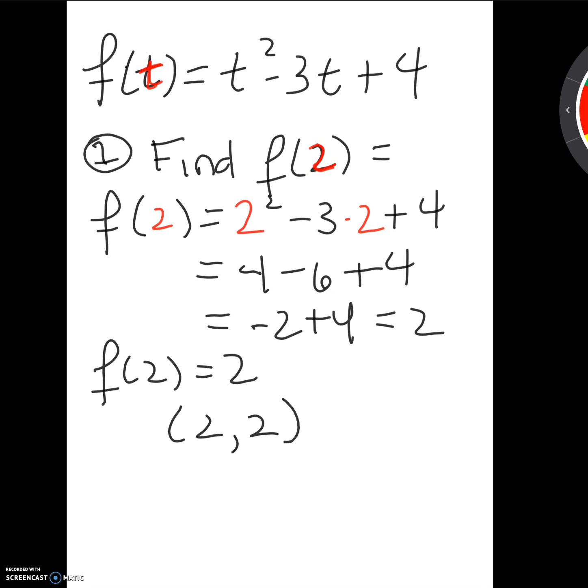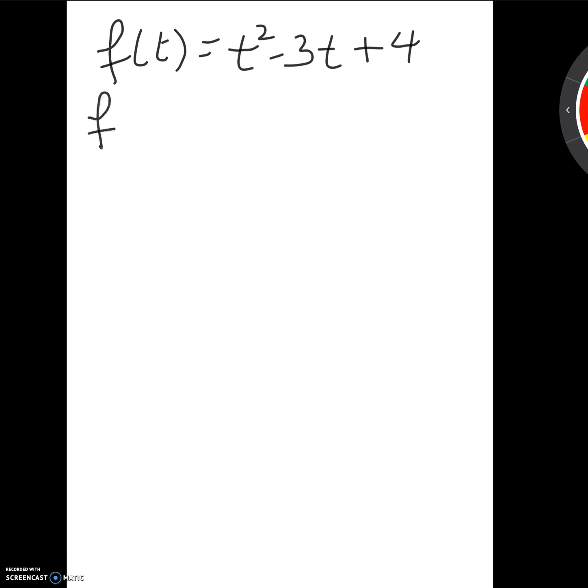Now let's break it up into its next part. So evaluating for 2 gives us 2. When we input a 2, the function outputs a 2. Now I would like for us to evaluate the next part, and we're going to use that same function. So I'm still going to go back to f of t is equal to t squared minus 3t plus 4. And this time around, I want us to evaluate f of t plus 2.